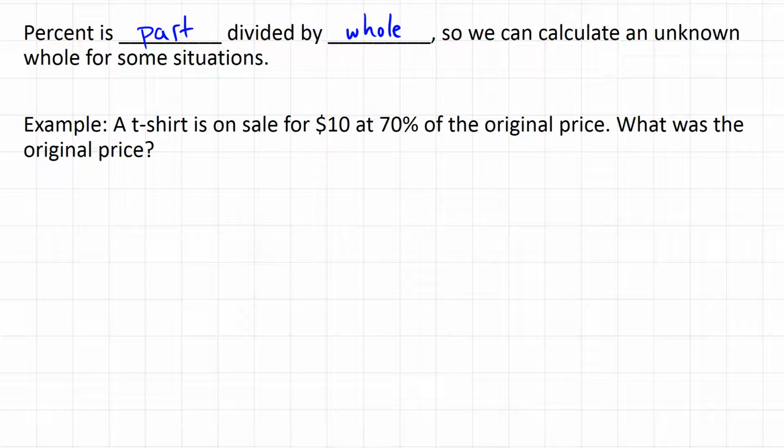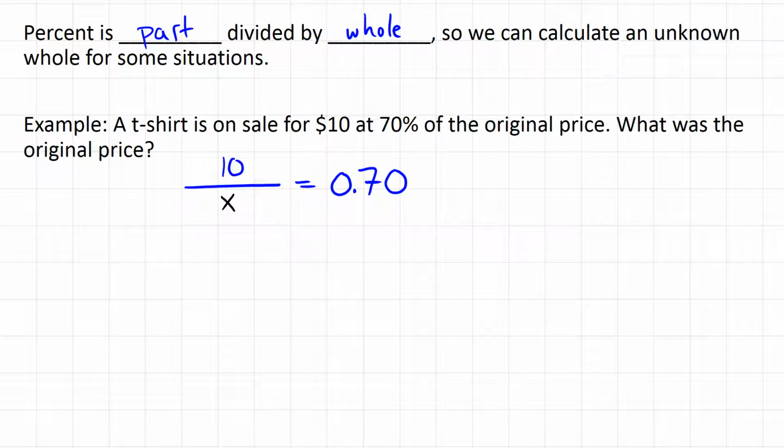Well, the way we're going to set it up is just like normal. Part divided by whole is equal to the percent. So the part in this case is the $10 sale price. The whole is actually something we don't know, so I'm going to use the variable x. And it's equal to 70%, which we need as a decimal, 0.70. So in this problem, we have to find that unknown x.